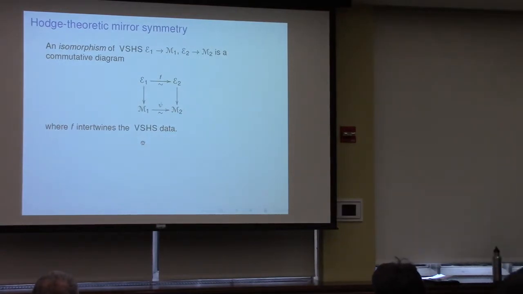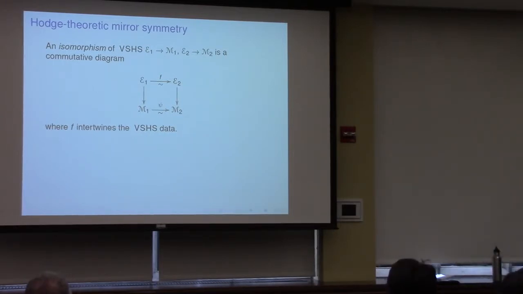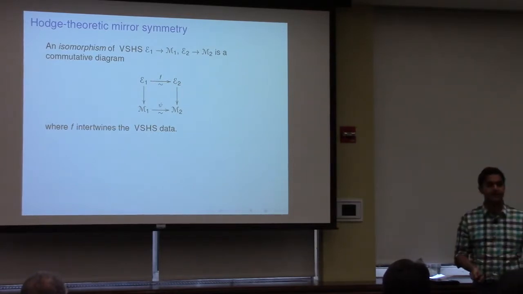Okay, so I've said what a variation of semi-infinite Hodge structure is. What's an isomorphism of variations? Well, it's just a map between the associated vector bundles that lives over some isomorphism of formal punctured disks. And this map needs to intertwine all of the variation of Hodge structure data. So it should be a filtered map, it should preserve connections, it should preserve pairings.